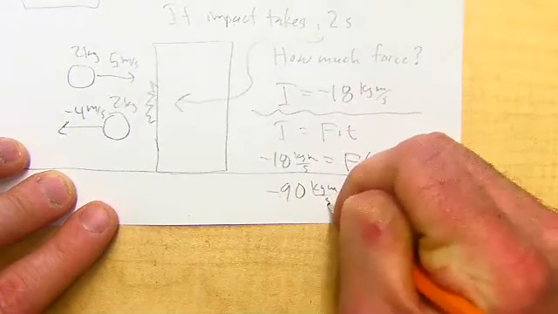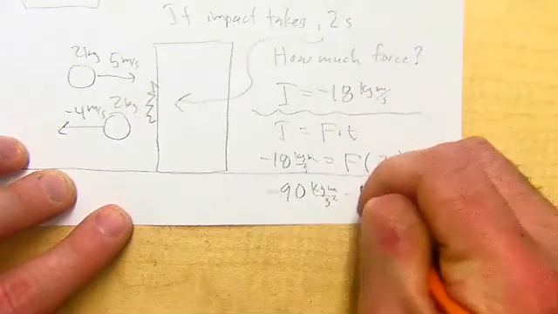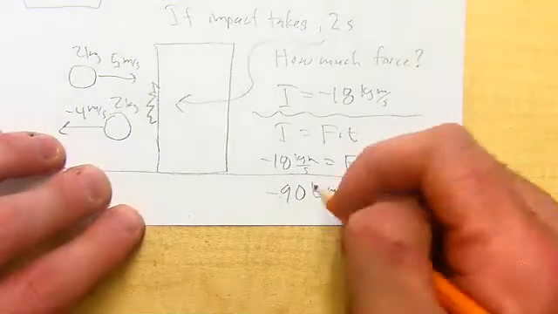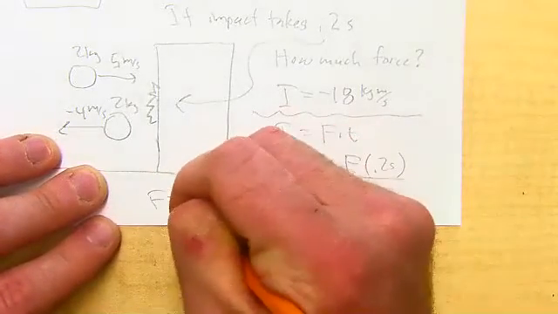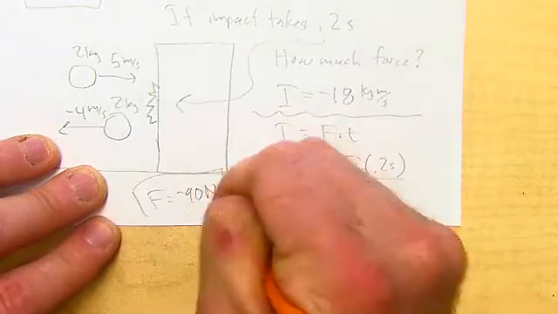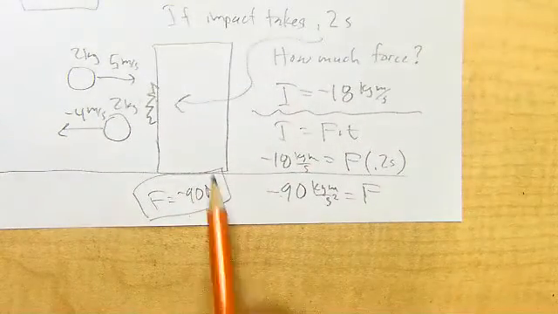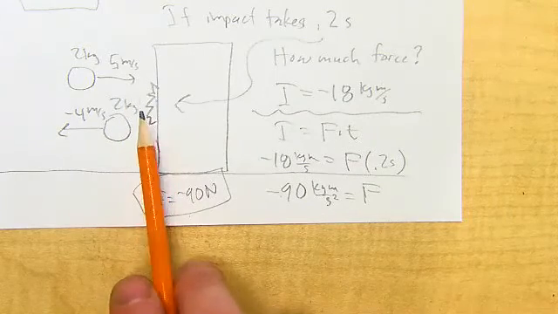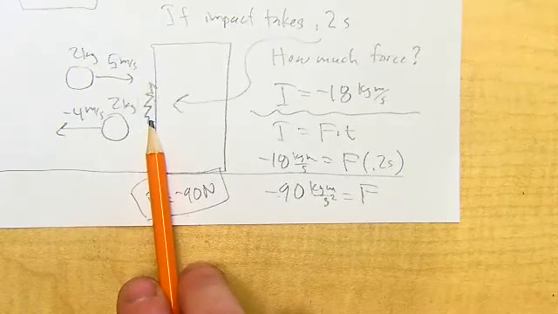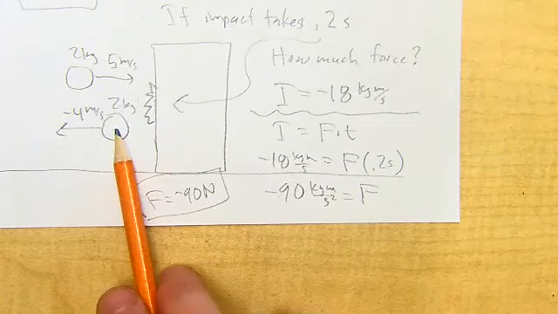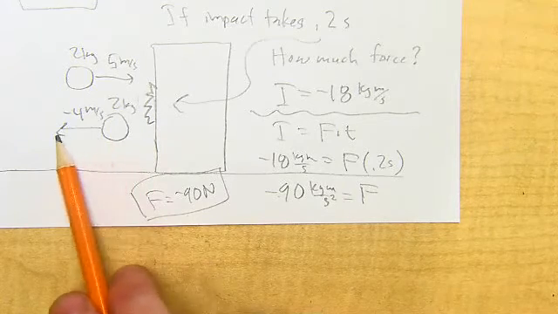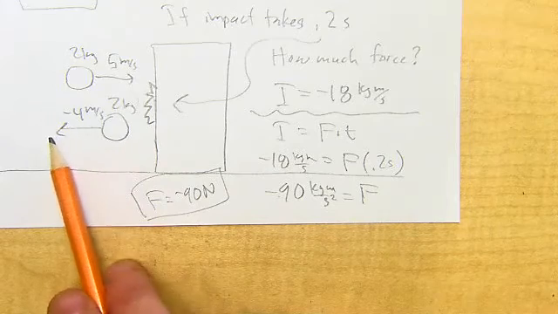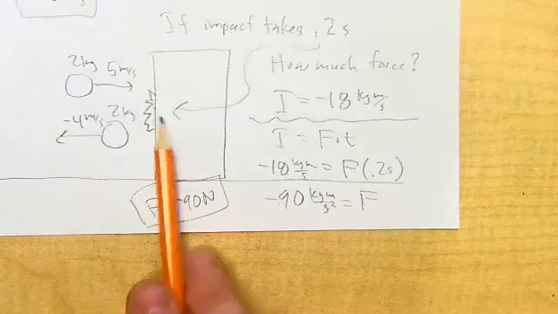I could get kilogram meter per second squared, which, if you remember, is actually a Newton. So the force is negative 90 newtons. That's how much force is happening on that ball when it's in contact with the wall. Okay, once it's away from the wall, then force is gone. If it's in a vacuum with no gravity, there's no forces now. But there is that force going on as it hits the wall.